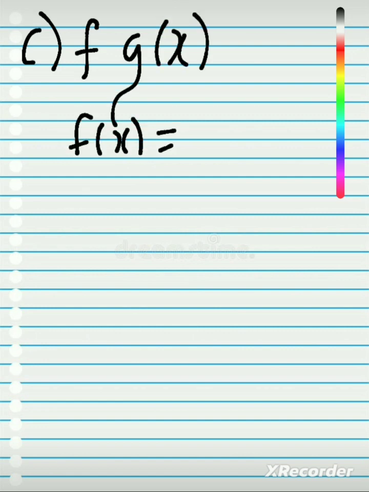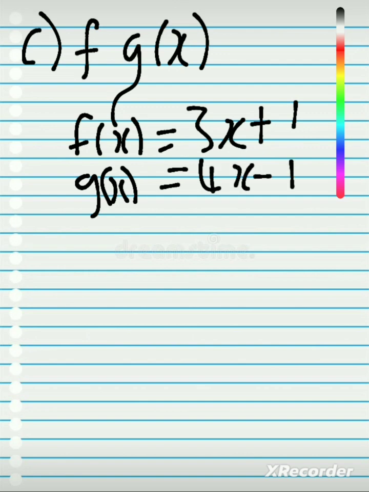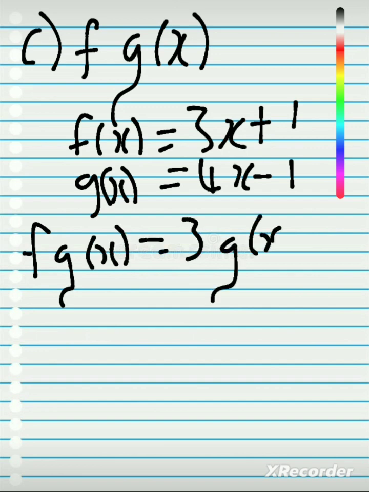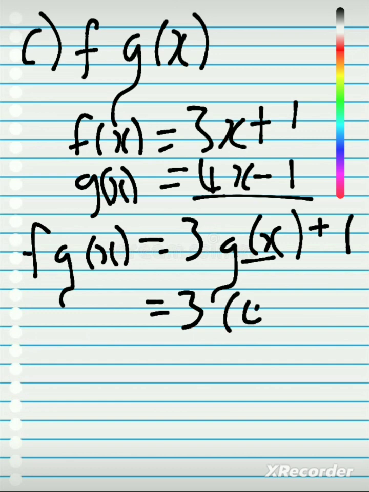It was saying f of g(x). So we know that f(x) is 3x plus 1, and g(x), let's see, 4x minus 1, right? So f(g(x)), it's 3, where there's x, they have put g(x), plus 1, right? So what's our g(x)? Our g(x) is 4x minus 1. So it's going to be 3 times (4x minus 1) plus 1.